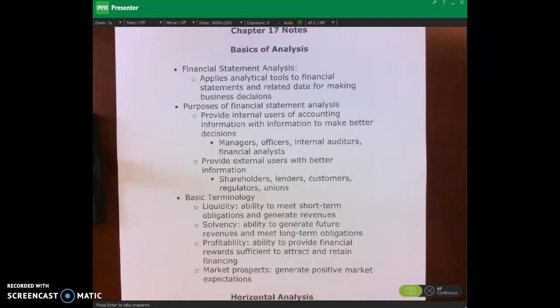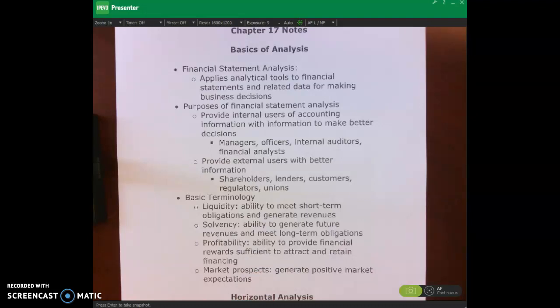Liquidity talks about the ability to meet short-term obligations and to generate revenues. Really, the ability to meet short-term obligations. Do we have enough cash to pay for utilities, to meet payroll? Those are liquidity issues. Solvency is related to more long-term obligations.